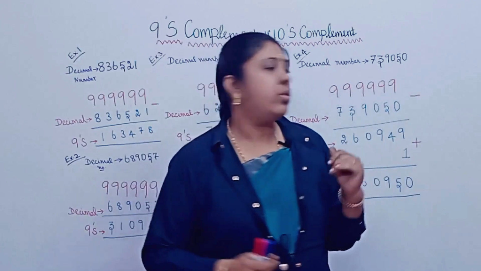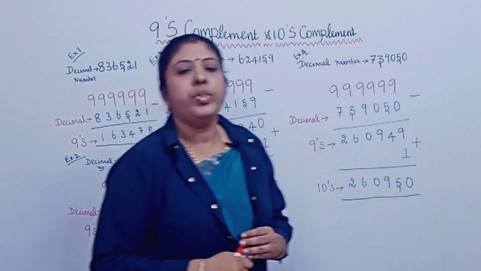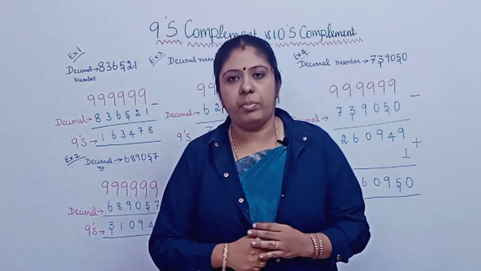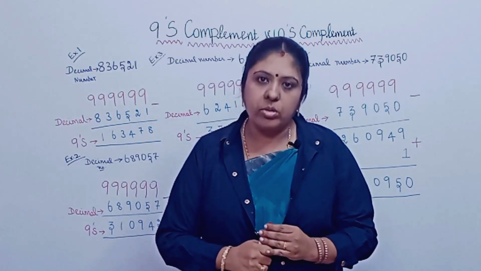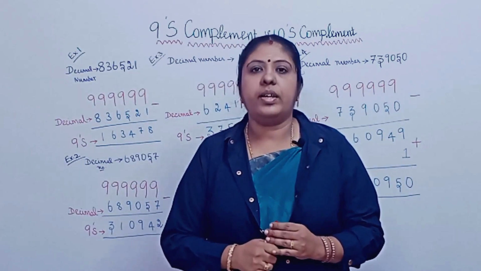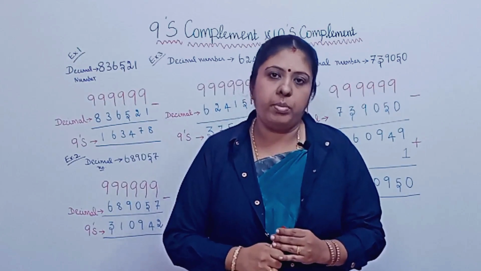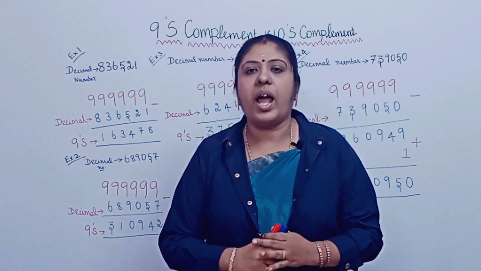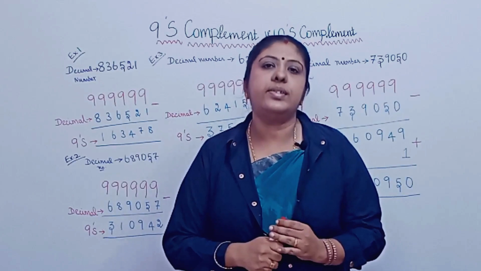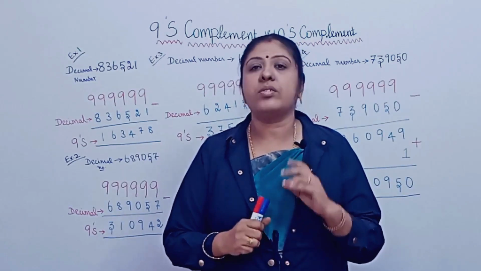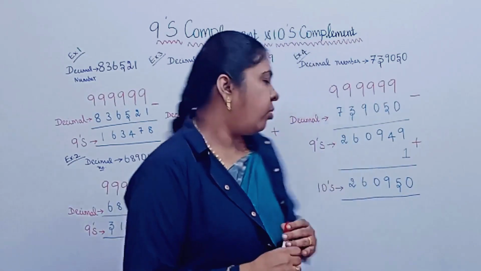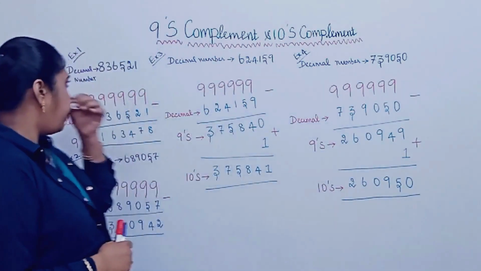Now we want to move on to the tens complement. The base idea for the tens complement is, we first convert the given decimal number to a nines complement, and then add 1 to the last digit of the attained nines complement number. Okay, now moving on to the example.